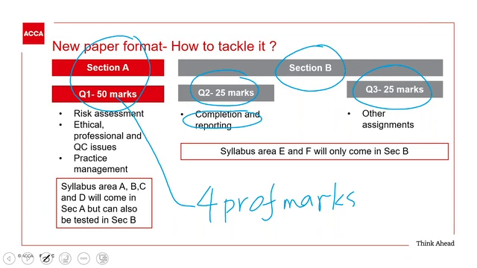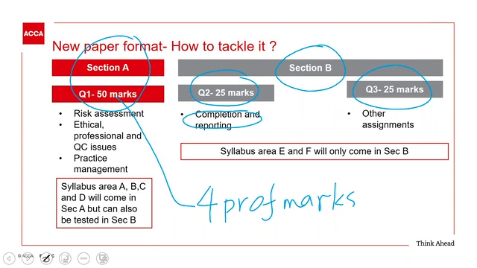Yes, the examiner can even bring a question on quality control at the completion stage. In the last many sittings of the Advanced Audit and Assurance exam, the examiner has tested many professional and quality control questions on the completion stage of the audit. So the examiner can bring them back in question number 2. But yes, most of the marks in question number 2 will be for reporting.